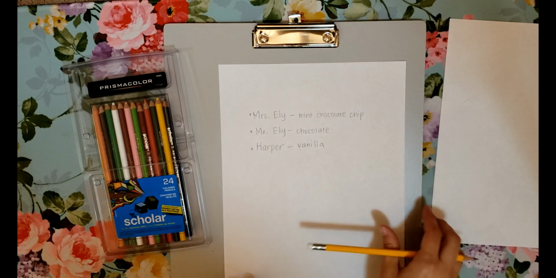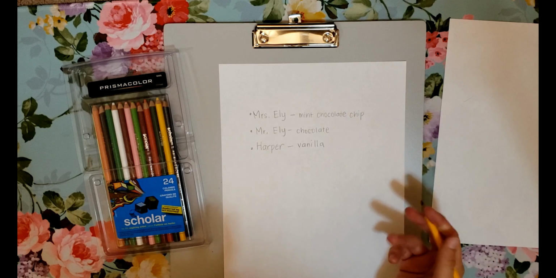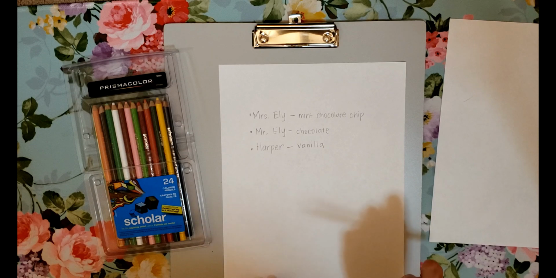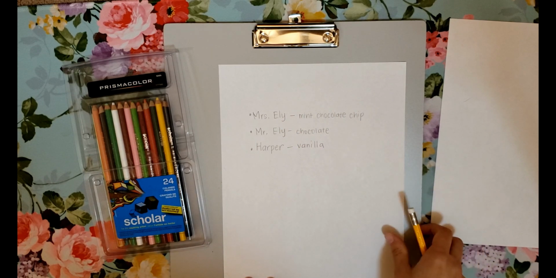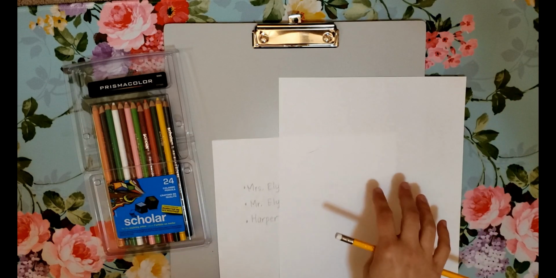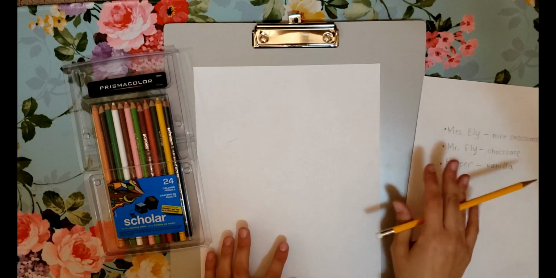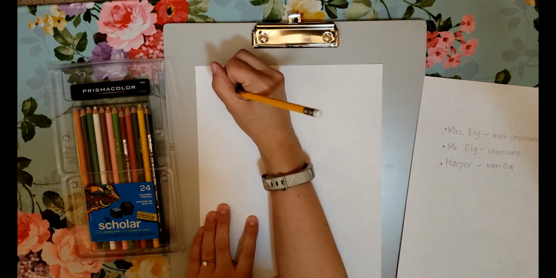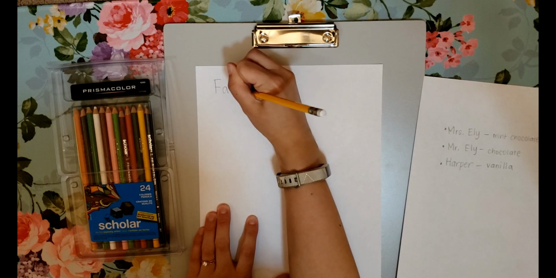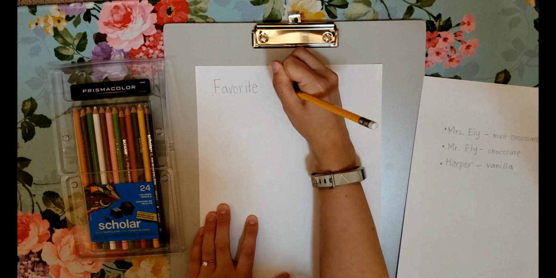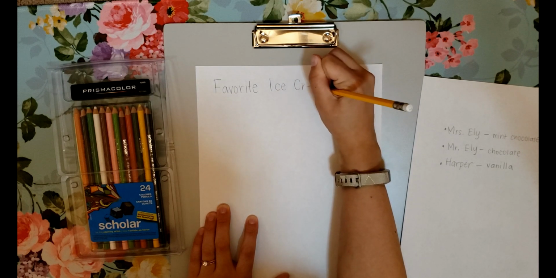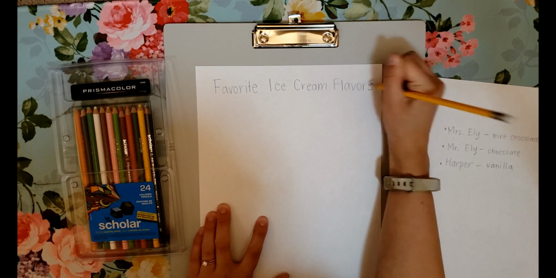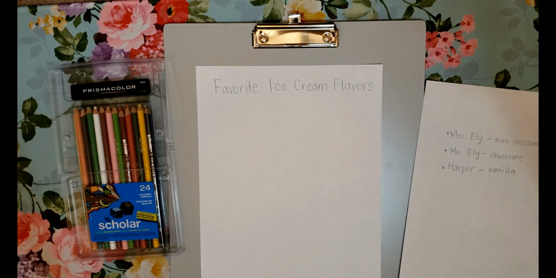Now, one cool thing that computers do, and people can do it too really, is represent our data using something other than words. So this is kind of boring to look at, if we're being honest. I want to make it look a little bit more fun. I'm going to display my data in a different way. So I've got my other sheet of paper right here, and I'm going to give it a title. Favorite ice cream flavors. And I could have used my colored pencils for that, and that would look really pretty.